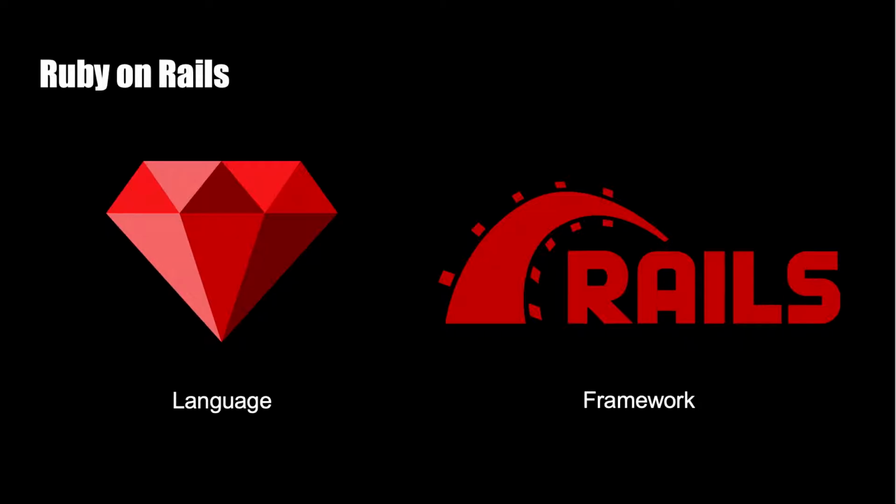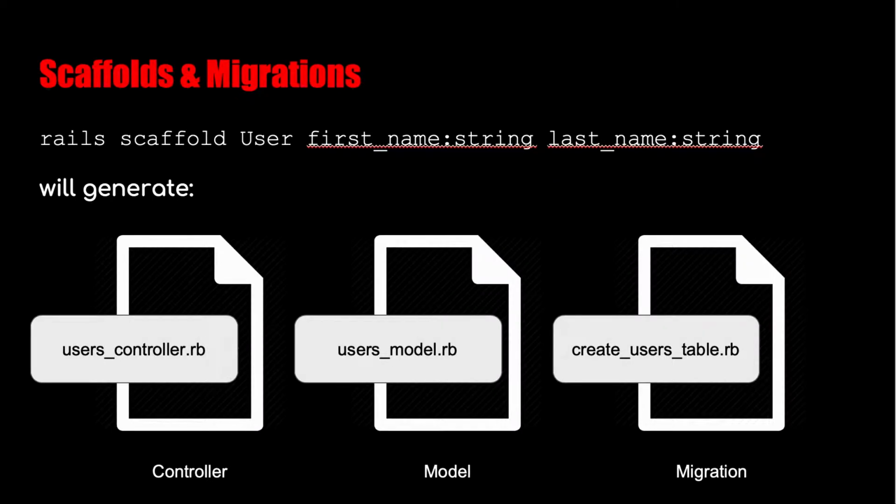So now let's look at what components go into a Rails API. The main pieces that go into a Rails API for each database entity are the controller file, the model file, and the migration file. The migration file contains the instructions for building the entity table in the database.